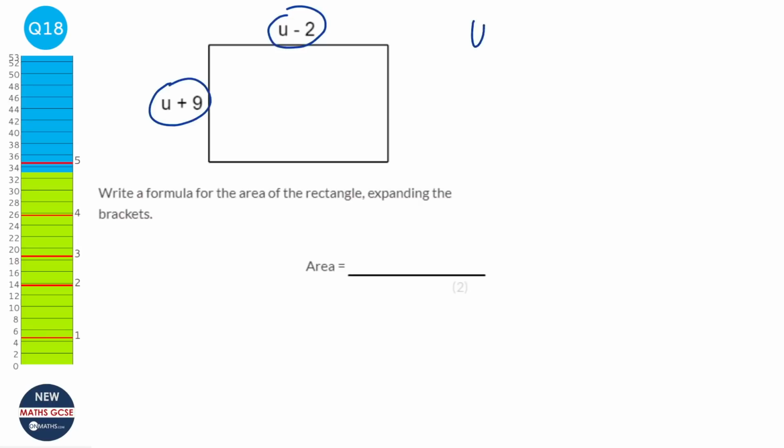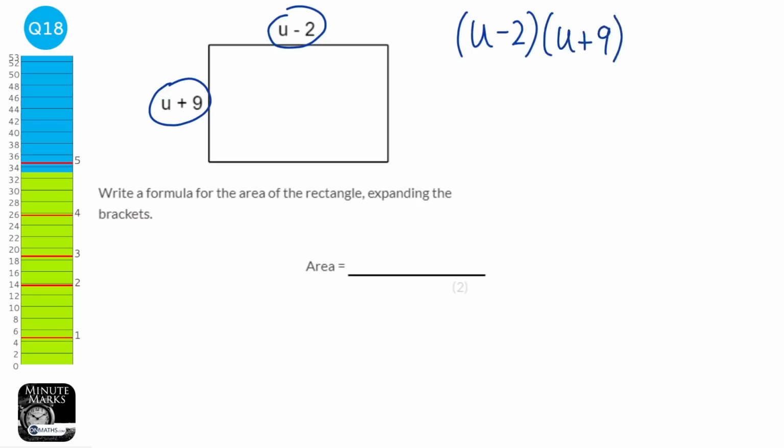So to find the area of a rectangle, we just multiply the width and the length. So that's what we're going to do here. But whenever you have an expression representing a length or a width or anything really, you just put brackets around it. So we go u minus 2 times u plus 9. Okay, and the way we do this is with our grid.